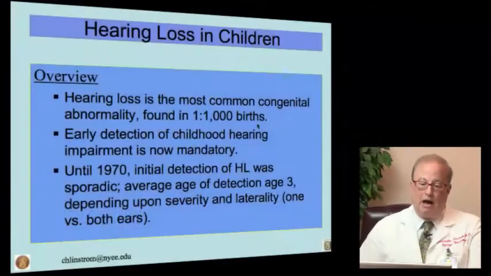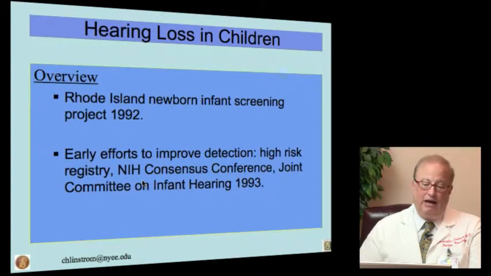So hearing loss occurs, congenital or hereditary, in 1 out of 1,000 births. So it is actually quite common. Early detection is now mandatory. Until 1970, the average age of detection was age 3, very late. The Rhode Island project of universal infant screening began in 1992.